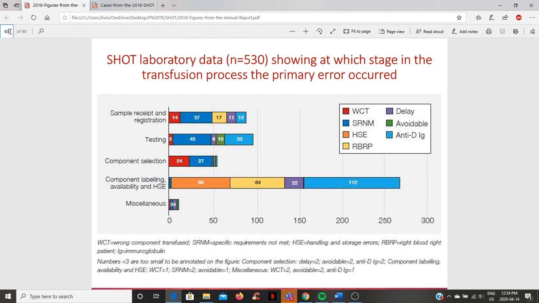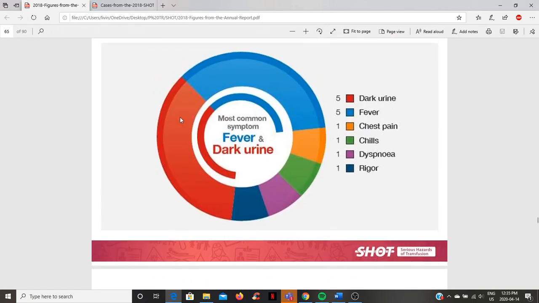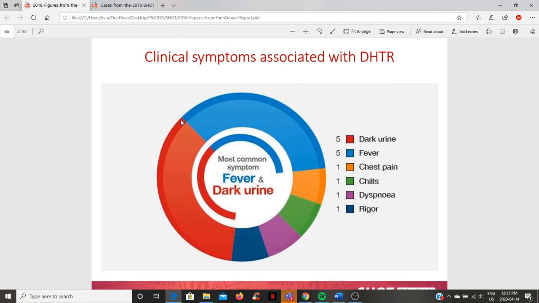So the last few pages I wanted to just highlight here, I thought were some interesting stats. Let's go back up one. Clinical symptoms associated with a delayed hemolytic transfusion reaction. I thought these slides were good because we've just been talking about that. So in tracking the patient symptoms for delayed hemolytic transfusion reaction, the two big ones are dark urine, and in your procedures it's talking about red or brown. So both of those can indicate hemolysis. So we've got dark urine and fever. Those are the big symptoms. Plus, it's possible to have chest pain, chills, dyspnea, and possibly rigor.